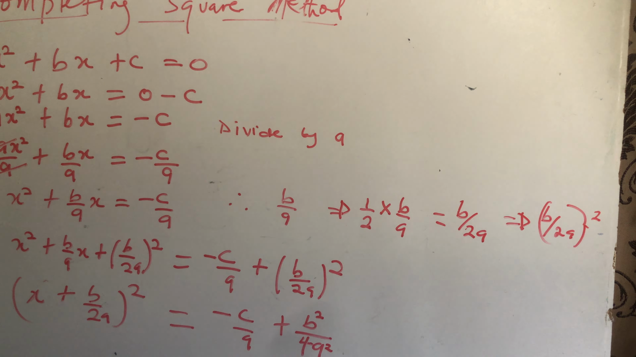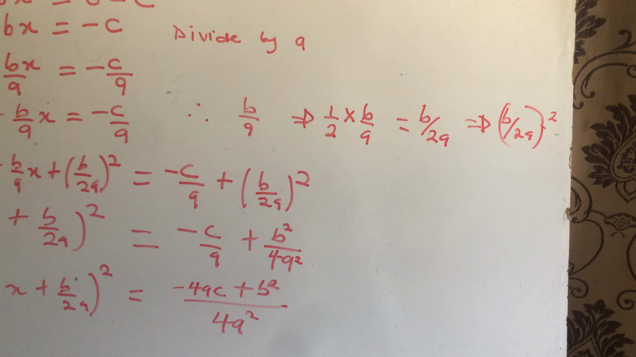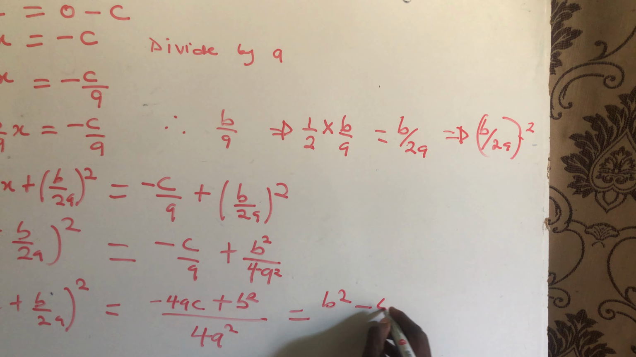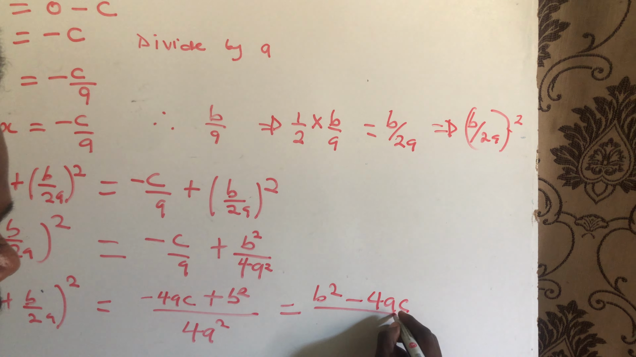4a square here, 1. 1 times b square is just b square. This is something as b square. If we try to rearrange, this is something as this.